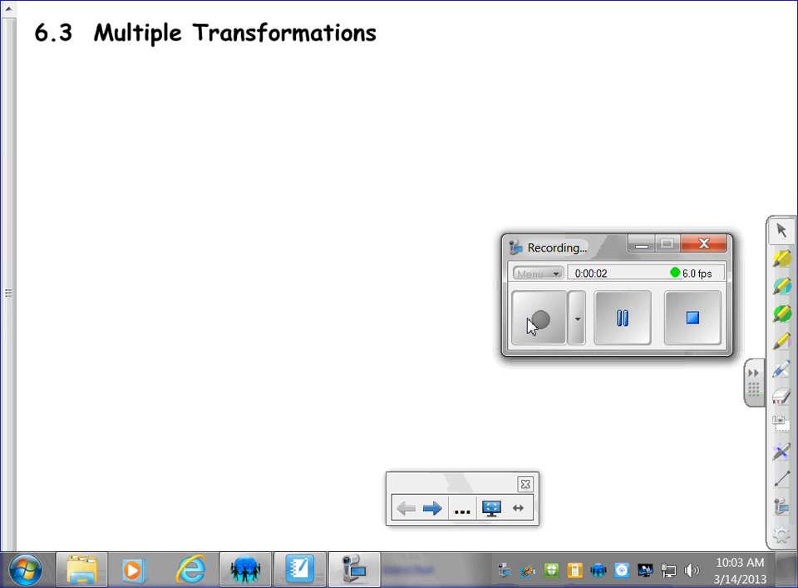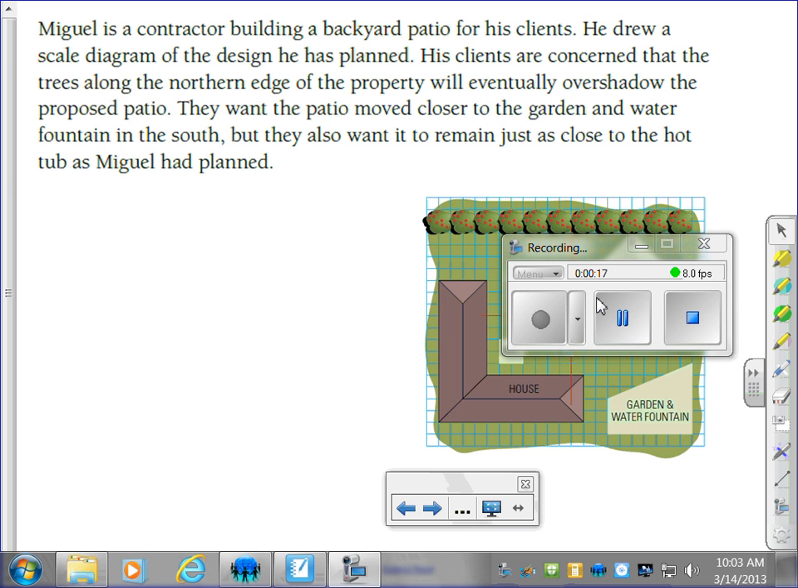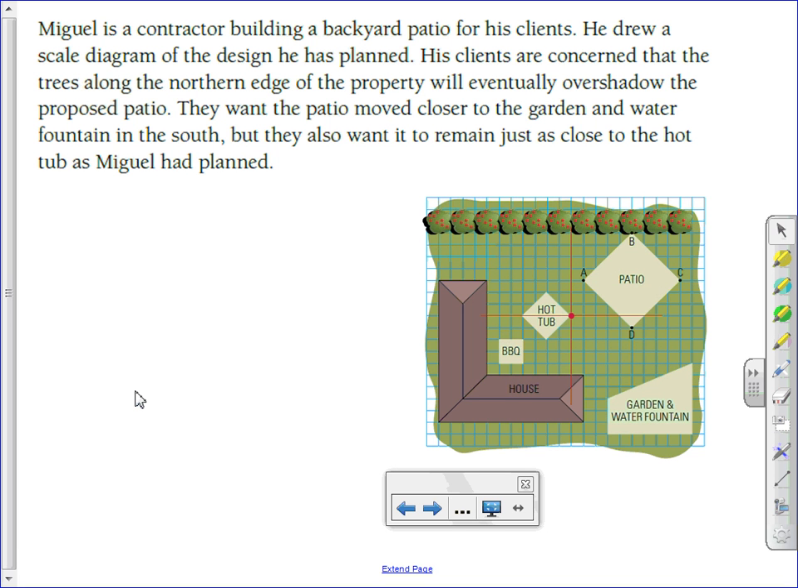All right, in section 6.2, that should say, not 6.3, we are going to look at the same thing we looked at in 6.1, except we're going to put some translations together, so it won't just be one at a time. So let's look at a situation. In this situation, Miguel is looking at this backyard situation where there's a hot tub and a barbecue and a patio, and they want to change some stuff around.